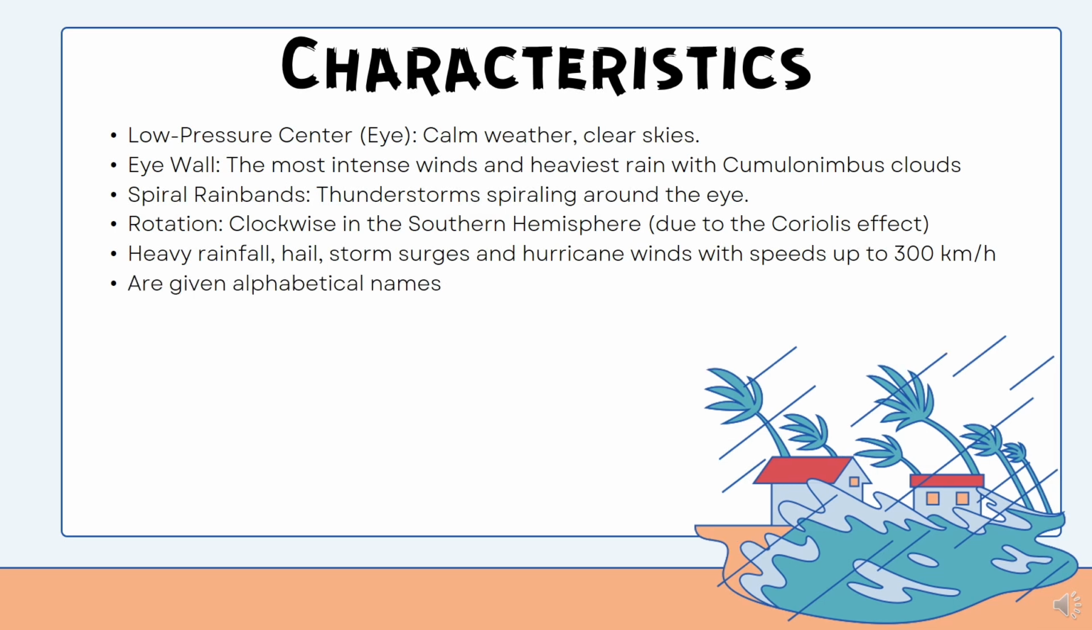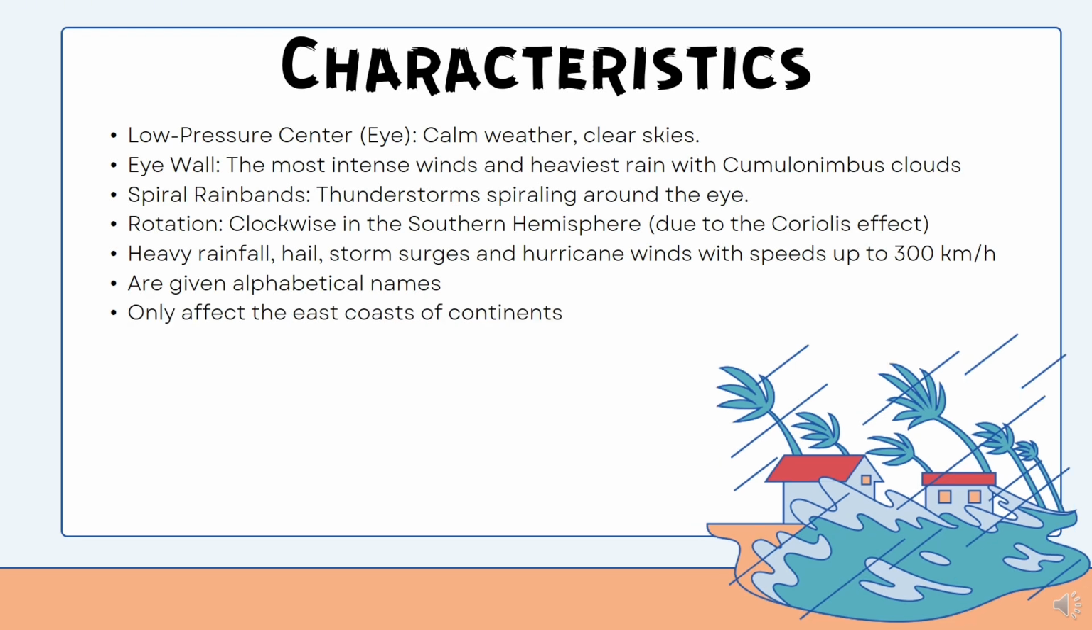Another thing: tropical cyclones are given alphabetical names. For example, there will be tropical cyclone Bob. The B for Bob indicates that it is the second tropical cyclone to occur in that season. So A, B, C, D, and so on, in the exam just sing your alphabet. But tropical cyclone Bob, B, is the second tropical cyclone to occur in that season.